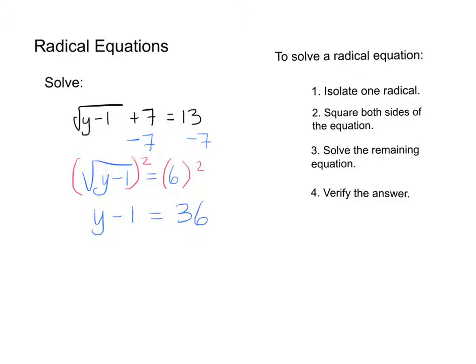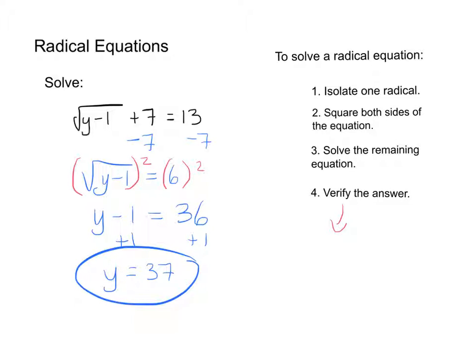Then solve the remaining equation. This one's easy because once you square both sides, you're left with just a linear equation. So just isolate the y. Add 1, y equals 37. There's the answer, but we still need to verify that. So how do we verify the answer? Put it into the original equation.